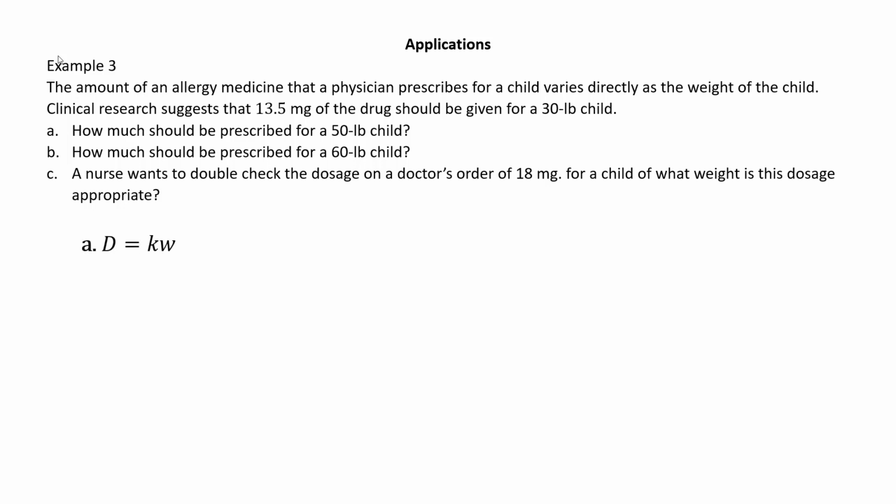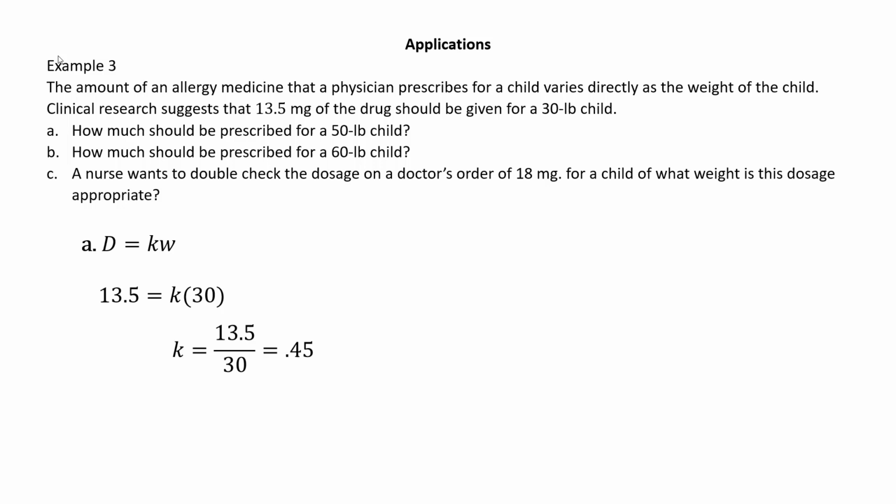So, if we set this up so that D is equal to KW, where D is the dosage, we can look at that first information they gave us, that 13.5 milligrams are used for a 30-pound child. So we plug in 13.5 for the dosage and then 30 pounds for the child. If we divide, we get that K is equal to 0.45. So now we know what K is.